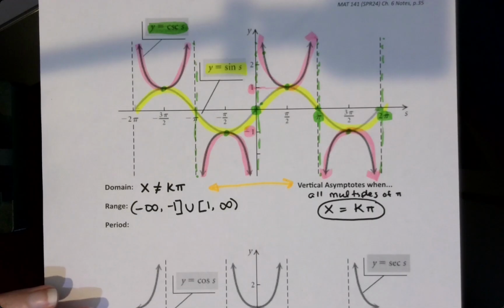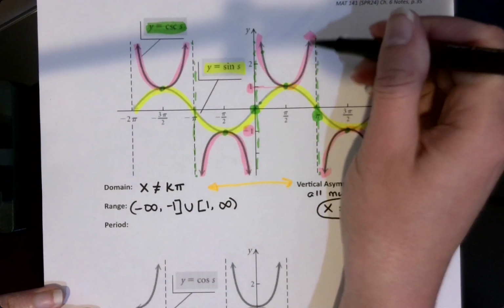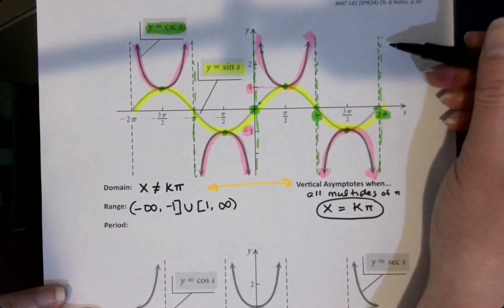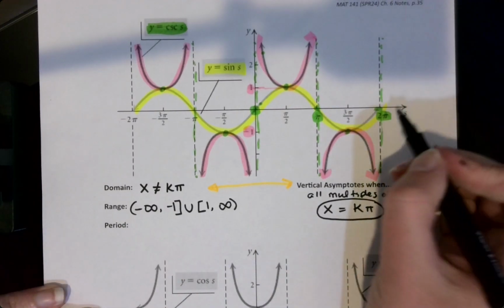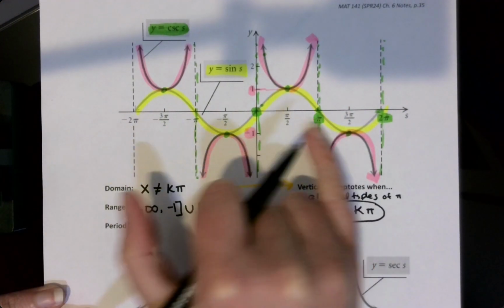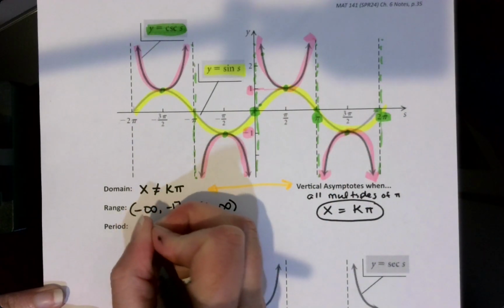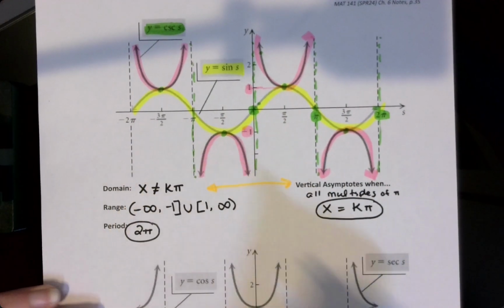The period, the amount of time it takes to repeat. So if I'm looking at this u and this u, the next u would be up here. So the period is going to be a span from 0 to 2 pi, or from -pi to pi, which again, if I subtract that, gives me 2 pi. So it is 2 pi for a period.